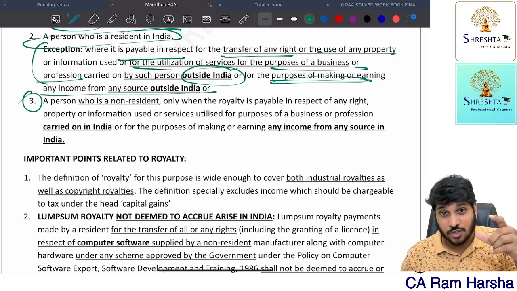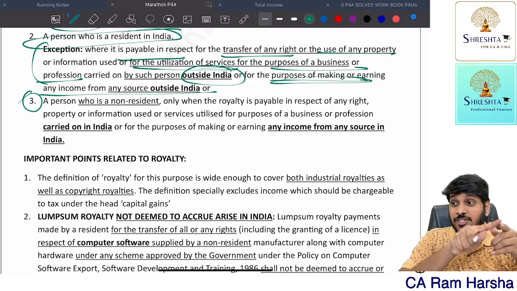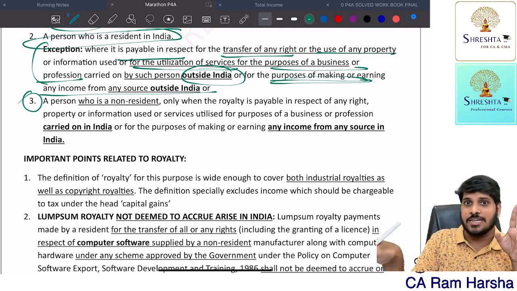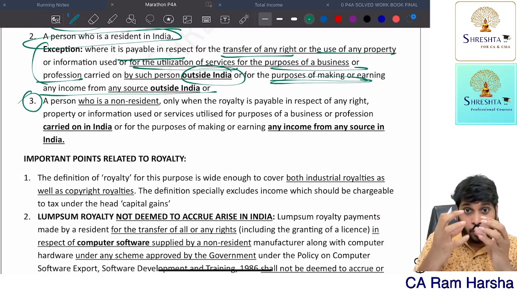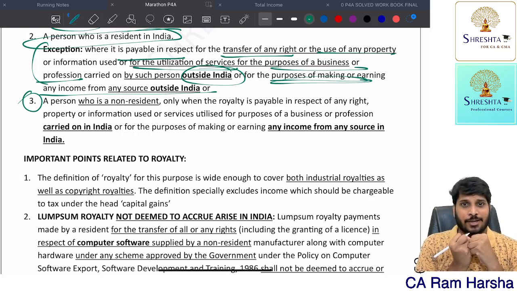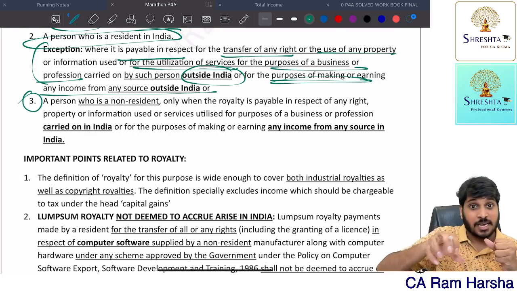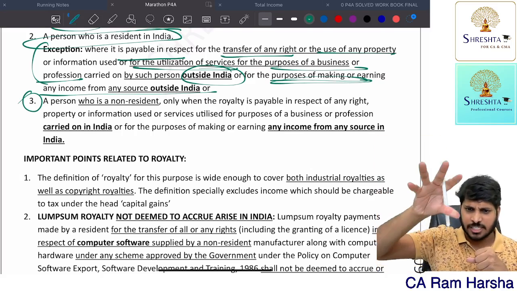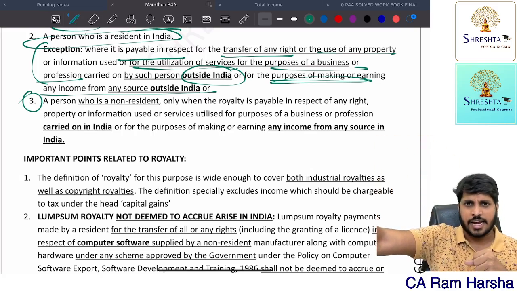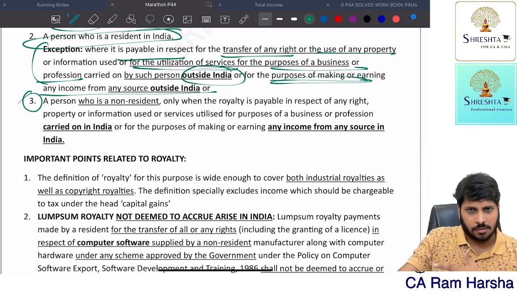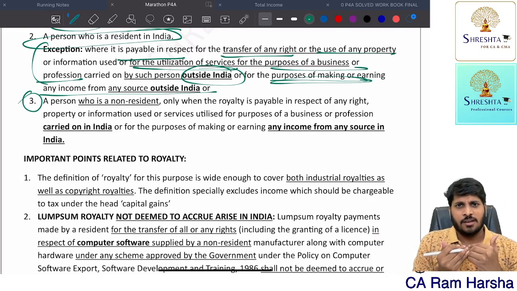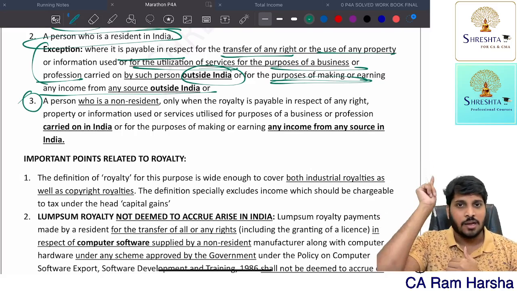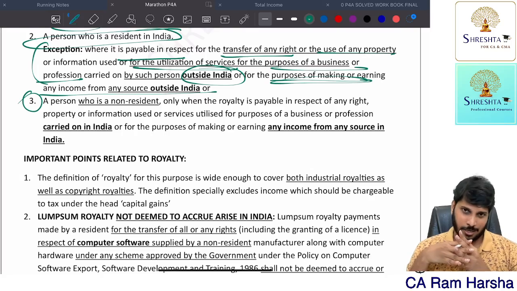I'm rendering that service. Whatever service I'm rendering, that is used for business in India or for some other profession or some other activity in India. Means whoever is paying me royalty is paying it by using my services for some source of income in India. It may be business or non-business, doesn't matter. For some source of income in India, he is using whatever service I render and paying me royalty. Means Indian origin is there, Indian connection is there for my income. It is deemed to accrue or arise in India.